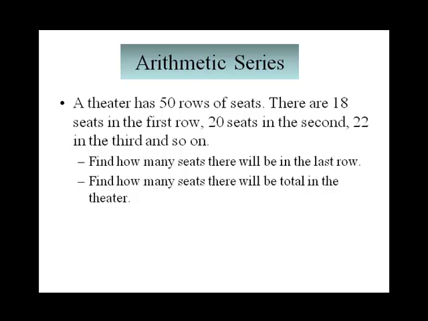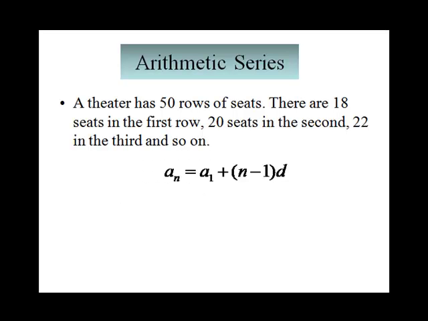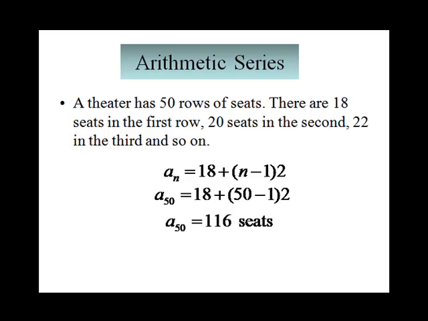Now what we have is an arithmetic sequence if we think about each row of seats, because it's going up by 2 each time, so we have a common difference of 2. We know that we can use this formula to find the nth term of an arithmetic sequence. Using the numbers we have, we need the first term and the common difference. The first term is 18, and we have a common difference of 2, so we can set up the formula to calculate the number of seats in row n. Now we're specifically looking for the number of seats in the last row, so we're going to plug 50 in for n and calculate, and the last row contains 116 seats.